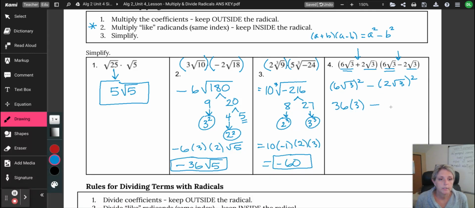And we'll do the same thing over here. 2 squared is 4, and then root 3 squared is 3. 36 times 3 is 108, minus 12 will give us a 96.